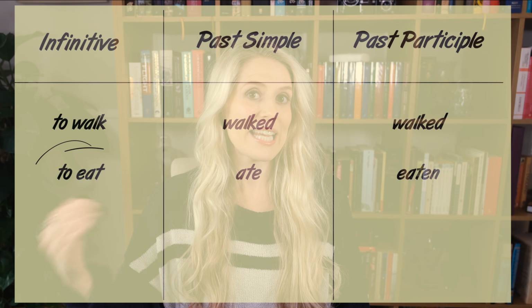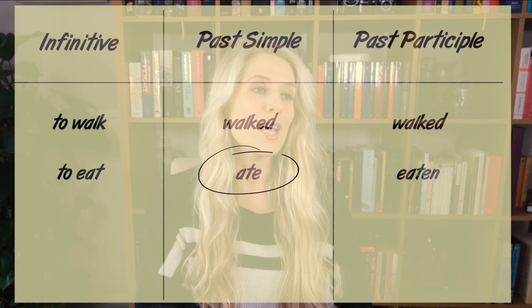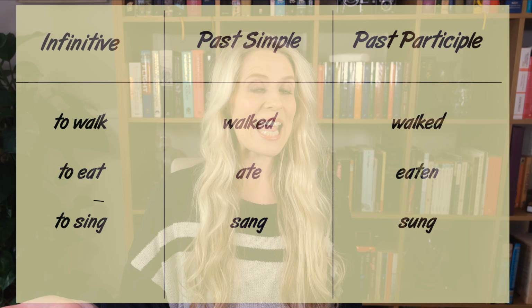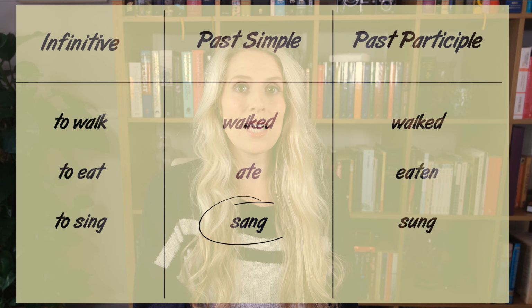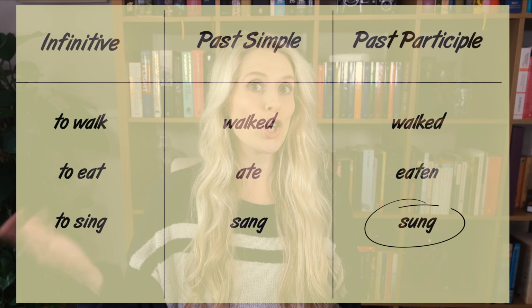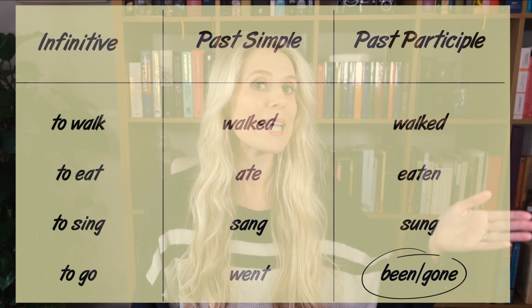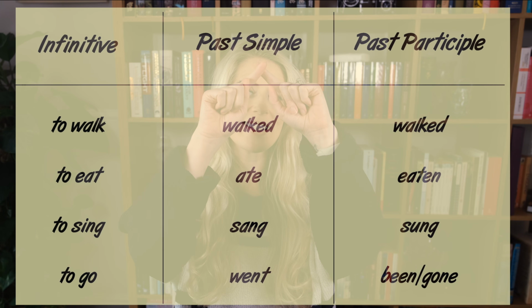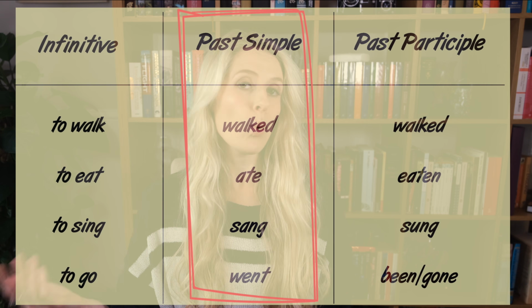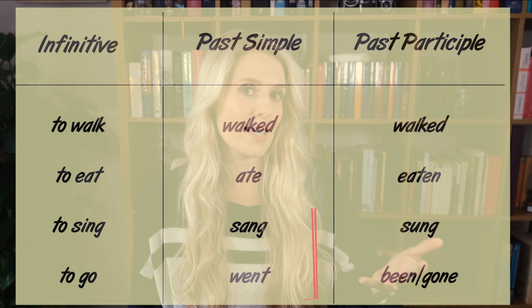Unfortunately though, English has many irregular verbs. For example, to eat. To eat, past simple, ate. Past participle, eaten. To sing, past simple, sang. Past participle, sung. To go, past simple, went. Past participle, been or gone, depending on whether the action is towards or away from. Now, the past simple is easy. As the name indicates, you just take this second form of the verb. I walked, I ate, I sang, I went.